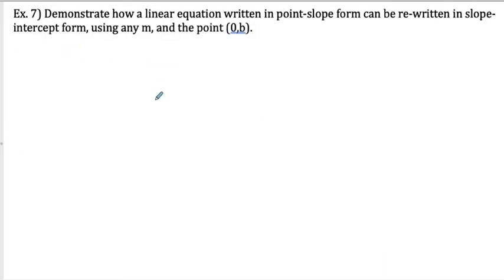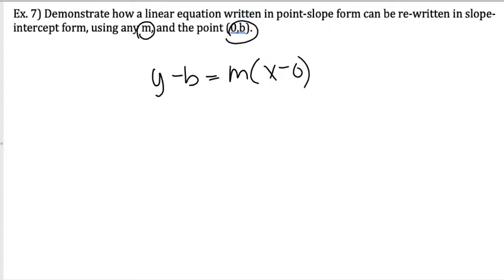So example number 7, demonstrate how any equation in point-slope form can be rewritten into slope-intercept form using any m, or in the point 0, b. Now we're using the point 0, b because b is our y-intercept for slope-intercept form. So if we started with taking m and 0, b and plugging it into our point-slope equation, we would get y minus b equals m times x minus 0.